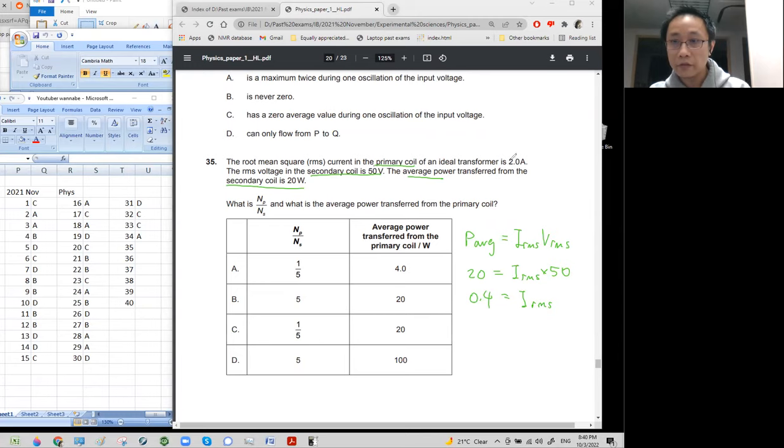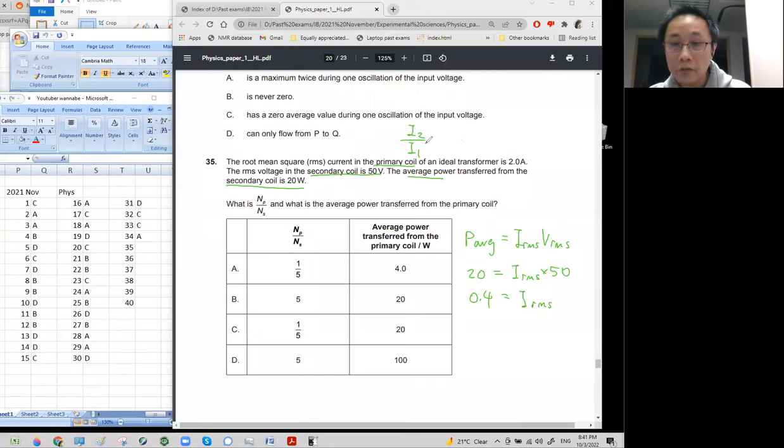If the primary current is 2 and the secondary current is 0.4, the current has decreased by a factor of 5, which means that the voltage would have to increase by a factor of 5, which means that the turns ratio is also going to increase by a factor of 5. They give you N_P over N_S, that's annoying. So I secondary over I primary, I'll just use 2 and 1, I think it's clearer.